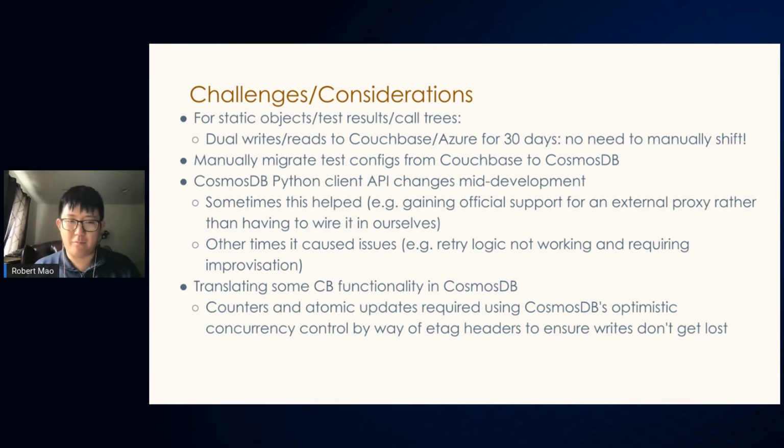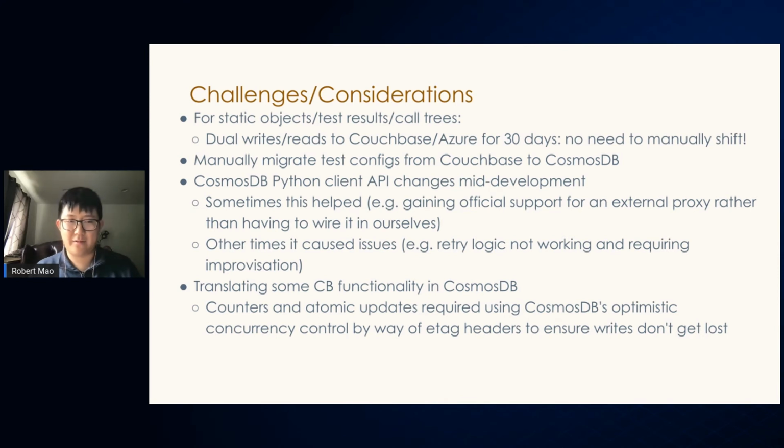Other stuff that came up: we use Python for our app, and so for the Python Cosmos DB client, there were some API changes mid-development that we had to deal with. Sometimes this helped. For example, we got official support for an external proxy that we use to talk to the Cosmos DB API rather than have to wire it in ourselves. But other times it caused issues. For example, we found that the retry logic in the API client didn't really work, and we had to improvise and implement this logic ourselves.